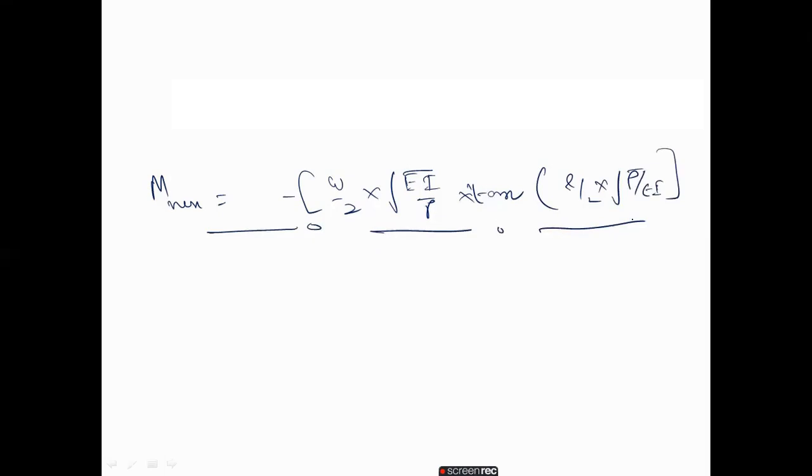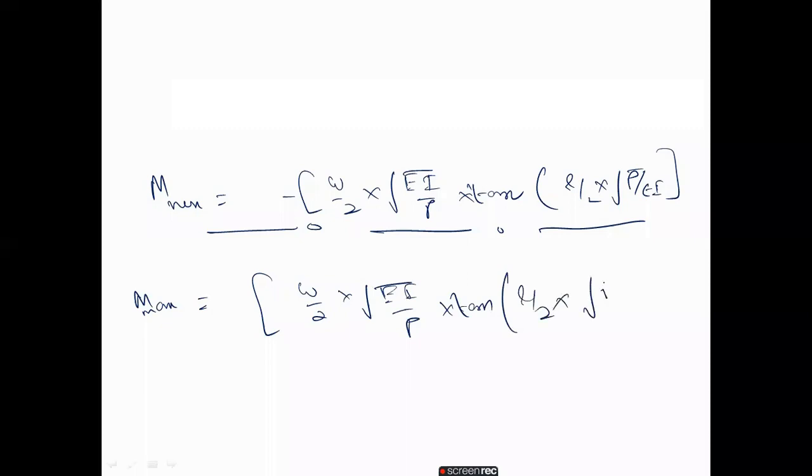The negative sign is due to the sign convention only. Hence the magnitude of the maximum bending moment, the M max, we have to take with the positive sign. So this is the maximum bending moment. And the next thing is the maximum stress, that is sigma max.